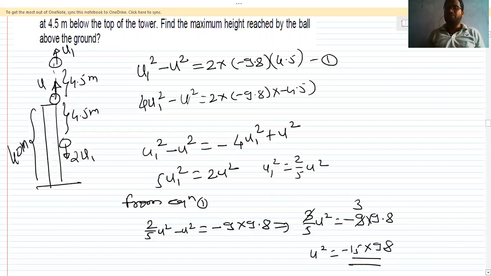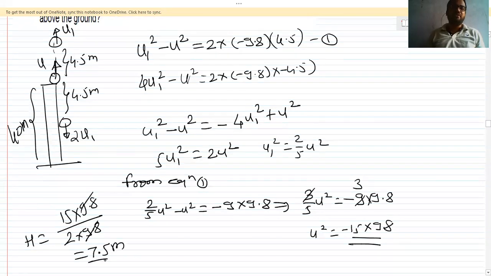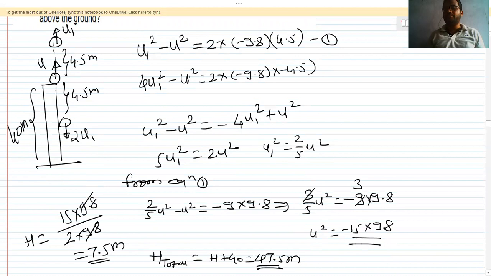So if you put in the formula, that is h is equal to u squared by 2g, u squared is 15 into 9.8 divided by 2 into 9.8. So if we calculate it, you will get 7.5 meters, right? 7.5 meters. And if you add from the ground, the total height we have is h plus 40, and that is 47.5 meters. So this is the ninth answer which we have.